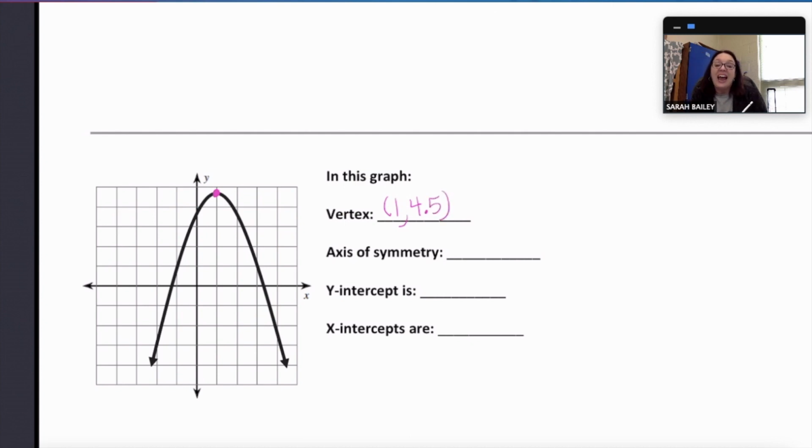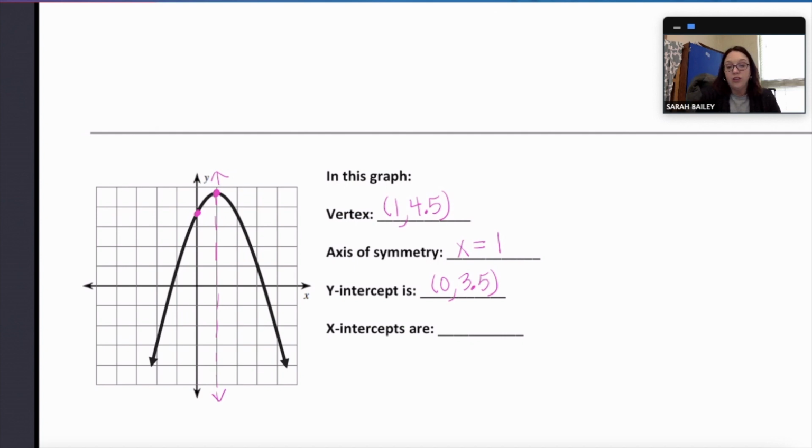The axis of symmetry is the vertical line that goes through the vertex. So this line, I'm drawing a dotted line right here, and I'm going to put little arrows here. That is the axis of symmetry. So that is x equals 1. The y-intercept here is going to be right here. So that's (0, 3.5).